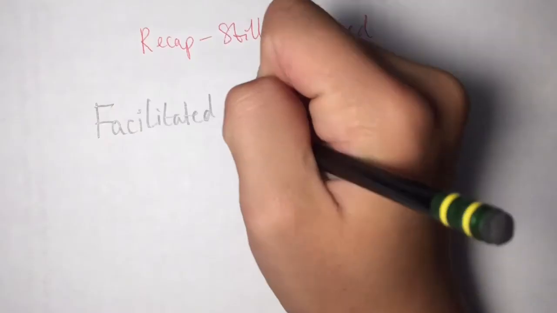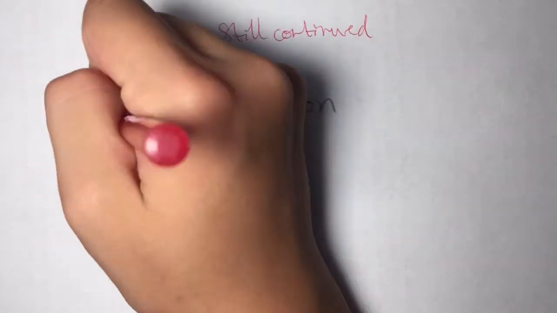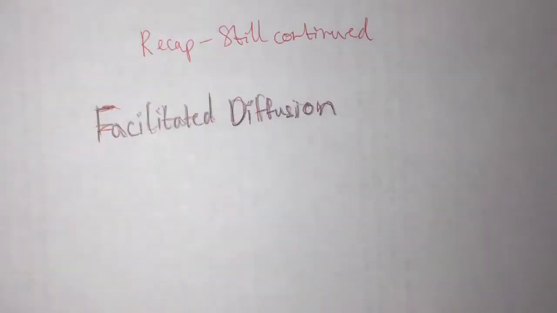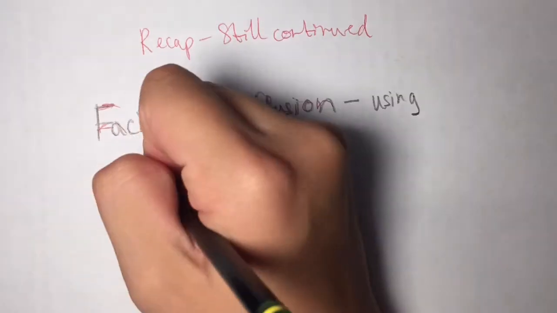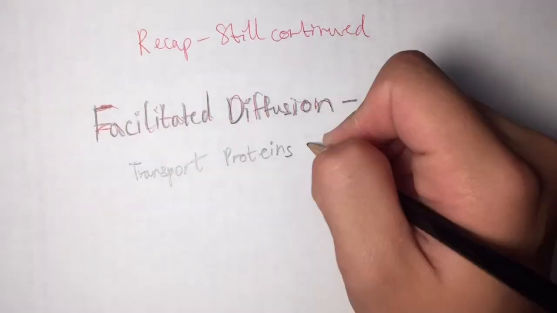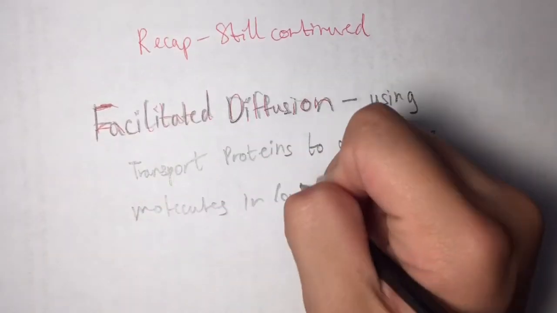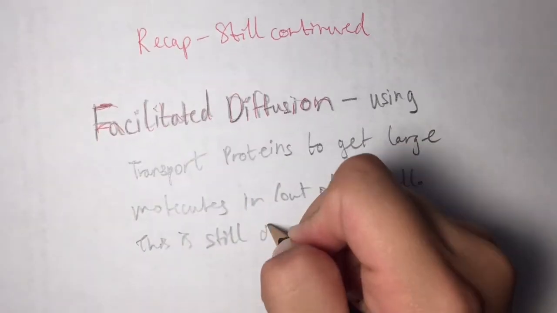Facilitated diffusion. And of course, it must be red. Facilitated diffusion is diffusion, but it's using a transport protein to get large molecules in and out of a cell. This is still passive transport.